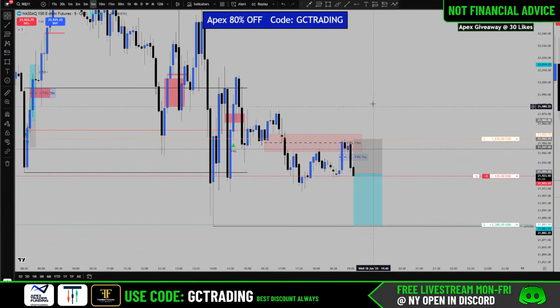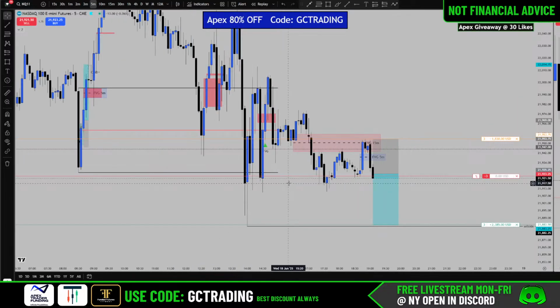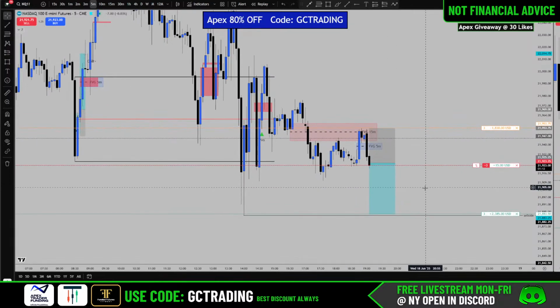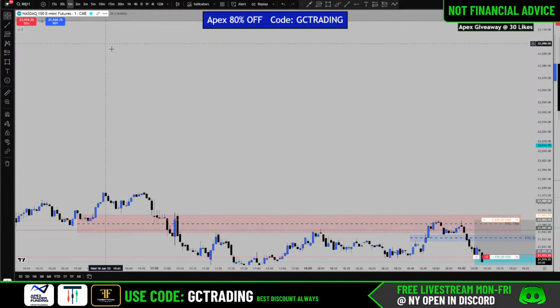Let's see if we can get that pushed down. I highly doubt volatility is going to be high tonight, with the bank holiday tomorrow. The market is open, but it closes early, I think at like 1 p.m. Eastern. FOMC today was pretty underwhelming, not going to lie.